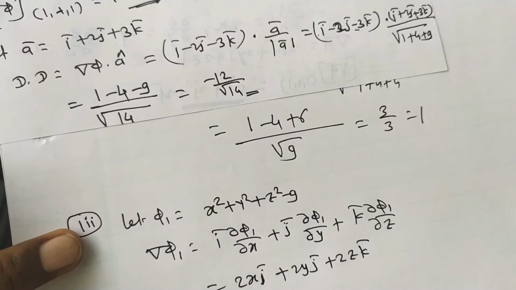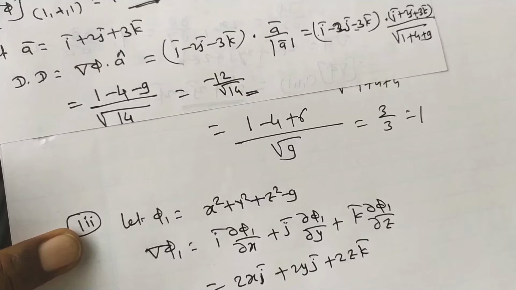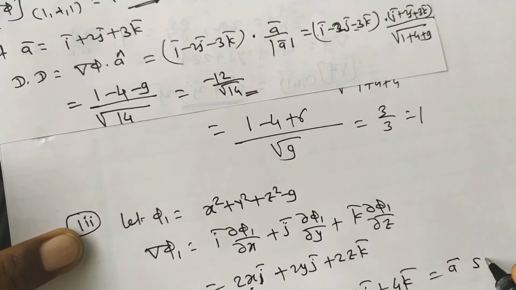So find del phi 1 at point 1, 2, 2. We write here 2 i bar, x equal to 1 put here, plus y equal to 2, 2 into 2 is 4 j bar, z equal to 2, 2 into 2 is 4 k bar. This is, say, A bar. This is the directional vector.